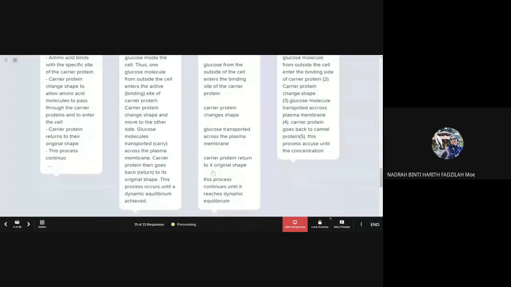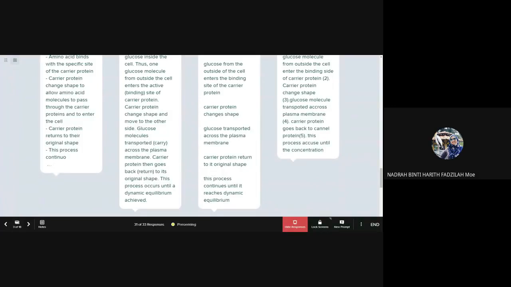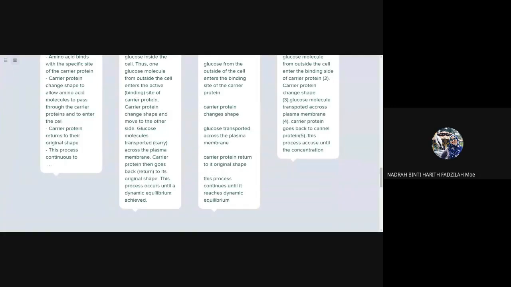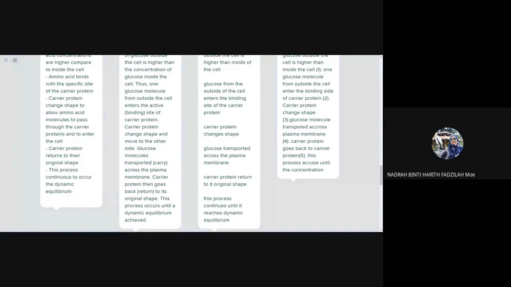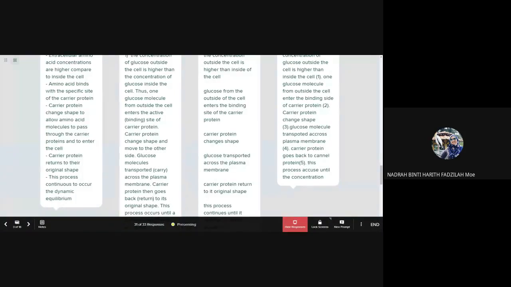The sentence doesn't have to be the same as mine. As long as the key events are correct. First, difference in concentration. Second, binding to the specific site, or active site, or binding site. Number 3, the carrier protein changes shape. Number 4, the substance moves across. Number 5, the carrier protein returns to its original shape. Number 6, dynamic equilibrium. However you want to present the statement or the concept.